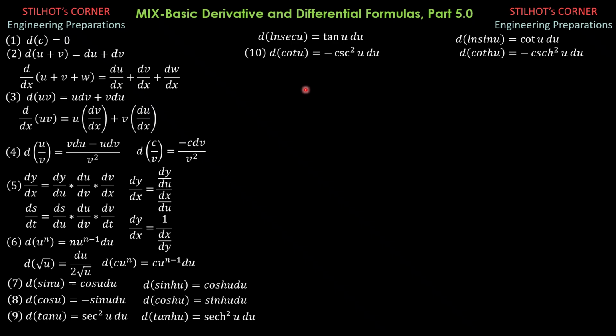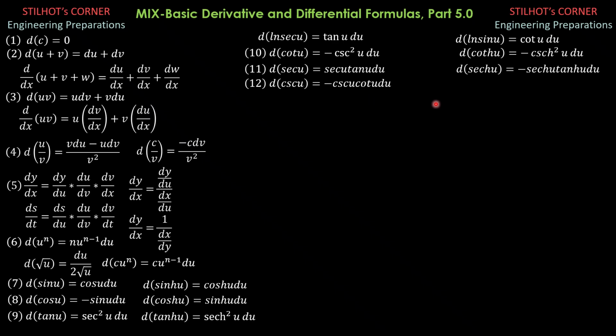Then differential of secant of u is secant u tangent u du. And in hyperbolic function, differential of secant hyperbolic u is negative secant hyperbolic of u tangent u du. Differential of cosecant u is negative cosecant u cotangent u du, while differential of cosecant hyperbolic of u is the same, negative cosecant hyperbolic u cotangent hyperbolic u du.